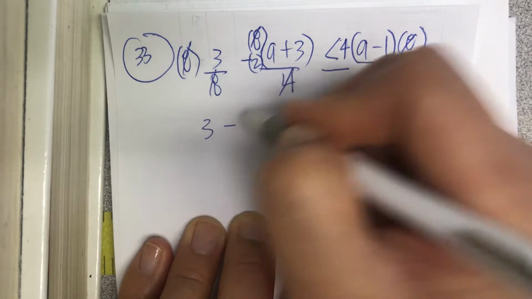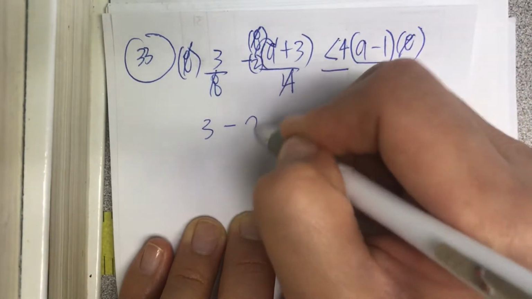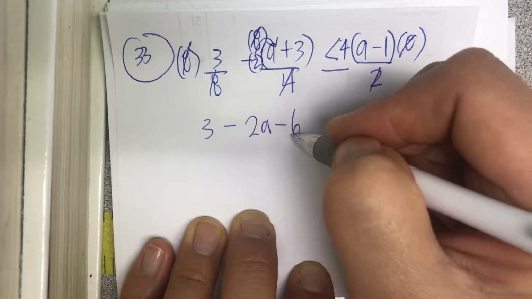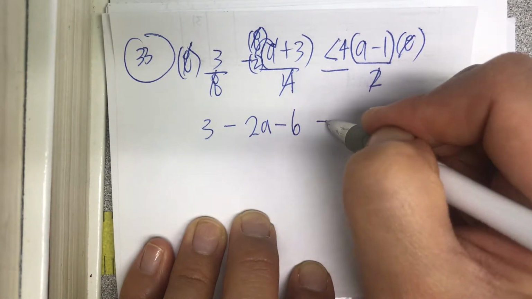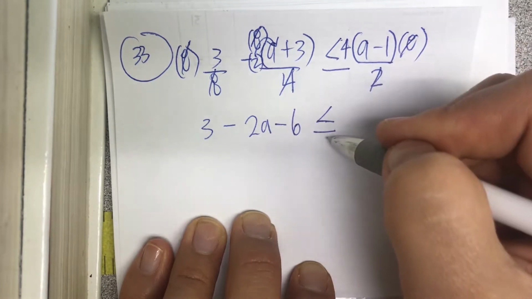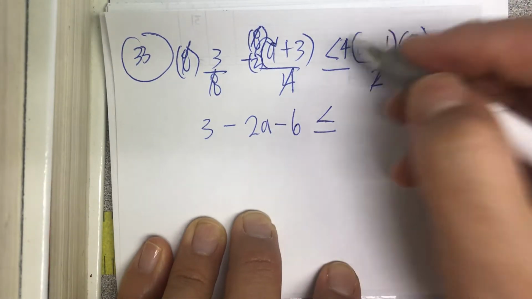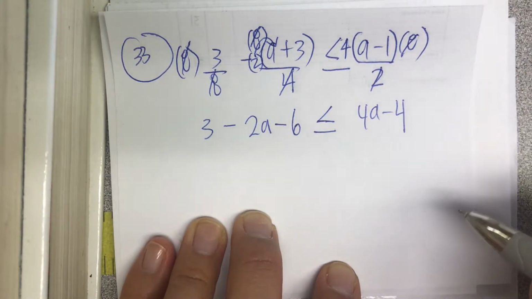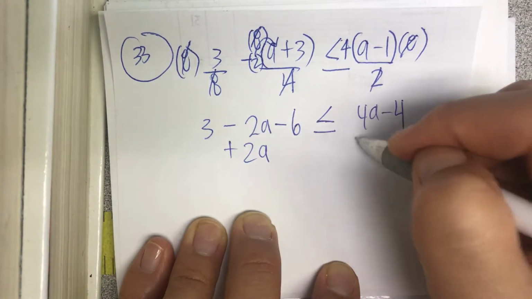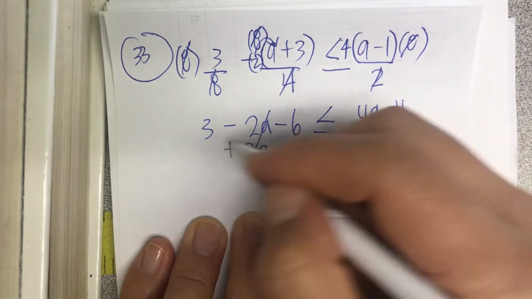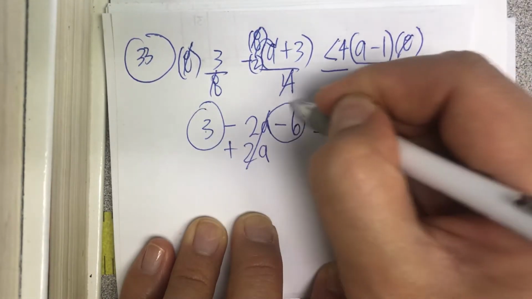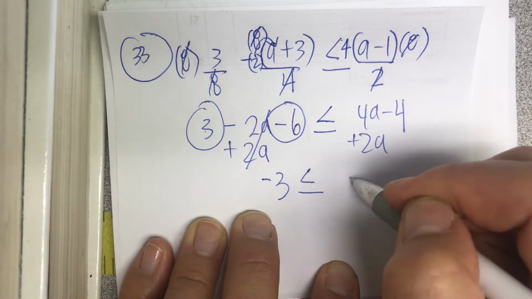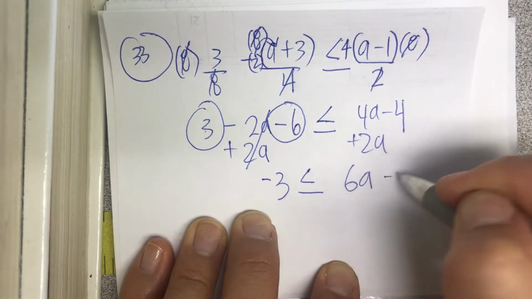So that's going to be 3 minus, and let's distribute this, 2a. And then that's going to be negative 6, okay? And that's going to be less than or equal to, the signs remain the same because we just multiplied by a positive number. This is going to be 4a minus 4. And now it's easy peasy. Let's go plus 2a here, plus 2a here. Cross that out. We got 3 minus 6 is going to be negative 3 on this side. And on this side, we're going to get 4 plus 2 is 6a minus 4.